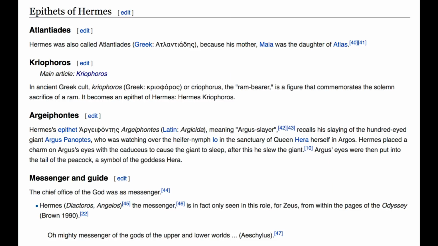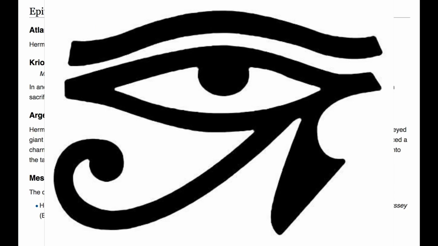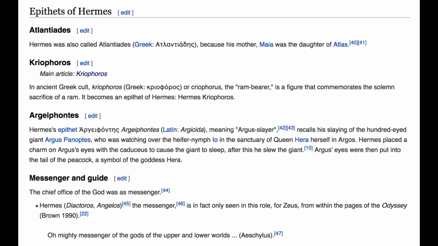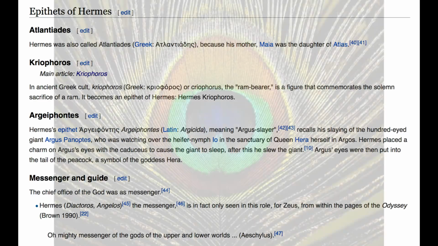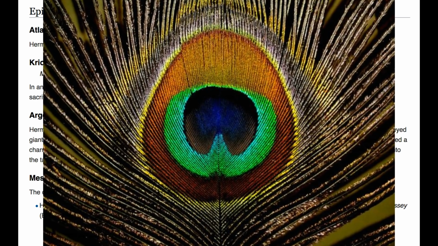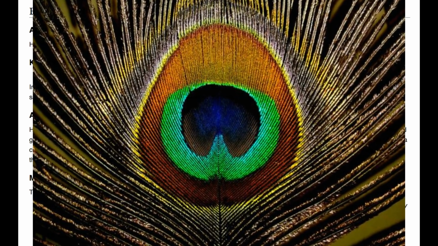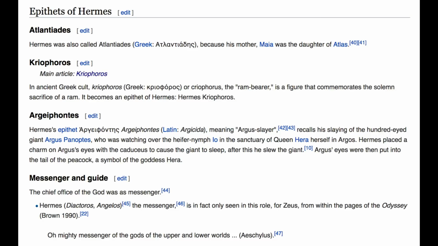You see? So the eye of Argus, or the eye of Ra, or this Hermes, the eye of Hermes, because it's just an epithet of Hermes, this eye of Thoth, or Ra, was put into the tail of the peacock. You see? More corroboration. This is in Wikipedia. This is a different epithet of Hermes according to Wikipedia. Again, a symbol of the goddess Hera. We haven't gone to Hera, but we will soon.